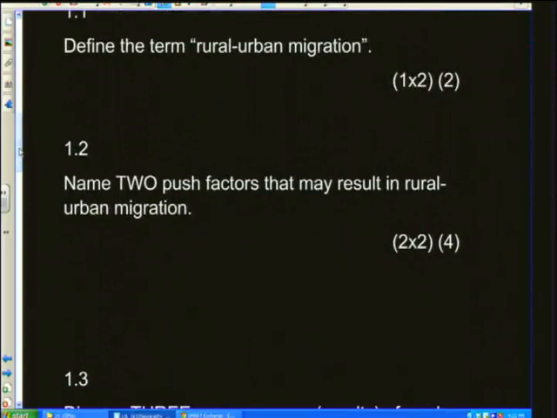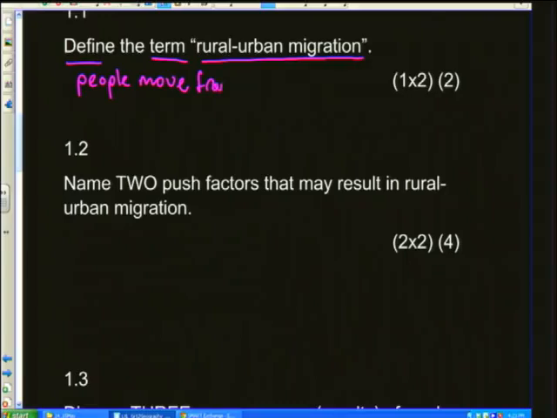1.1, and they usually start with a definition. Define the term rural-urban migration. So there's 2 free marks right there. Remember that rural-urban migration meant that people move from rural areas towards urban areas for a number of reasons. Let's write that down. So people move from rural areas, like villages, to more urban settings, right? Like cities, like towns. Full definition for 2 marks. If you only give half of it, you won't get any marks.